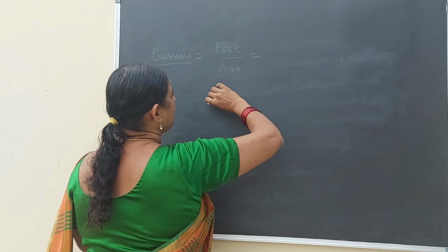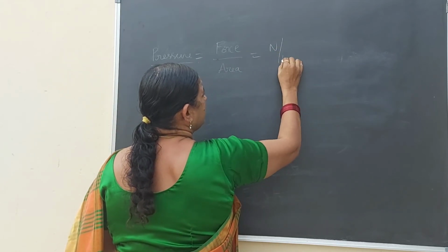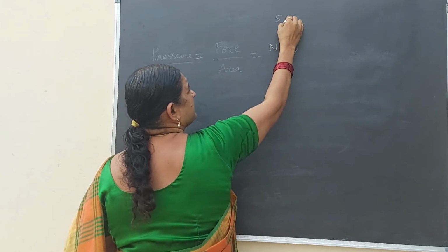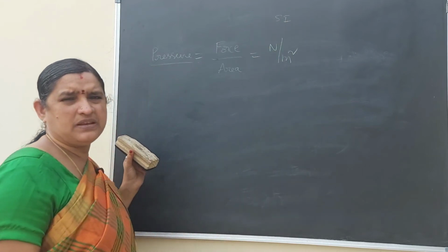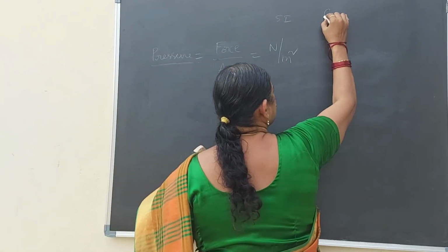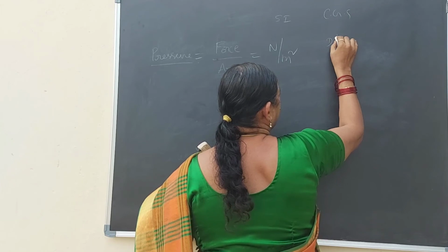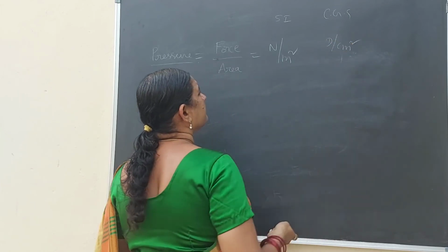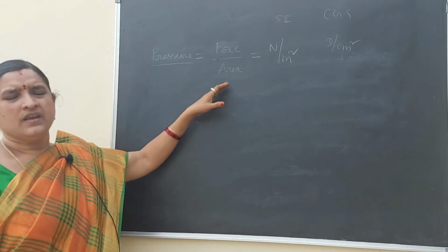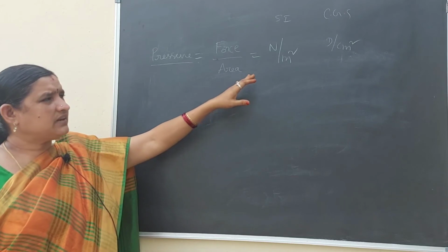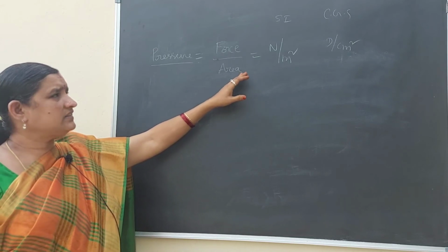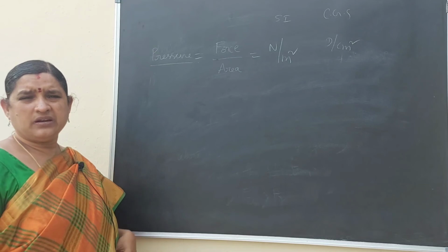The unit of pressure in the SI system is Newton per meter square. In the CGS system, it is Dyne per centimeter square. In the CGS system, that is Dyne per centimeter square. In the SI system, it is Newton per meter square.